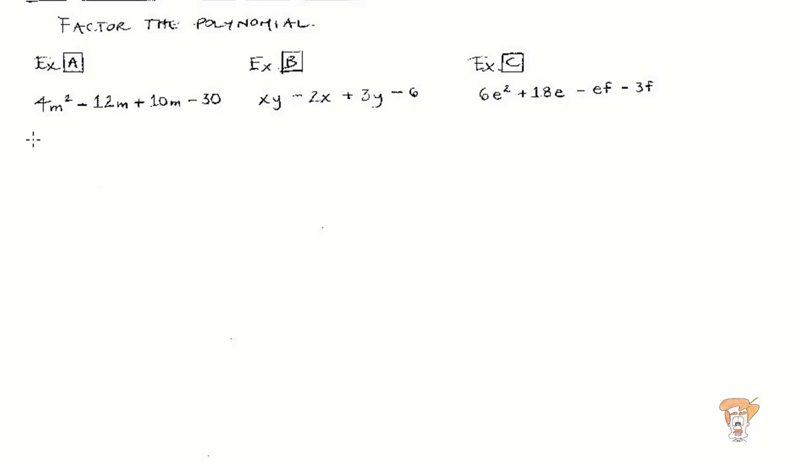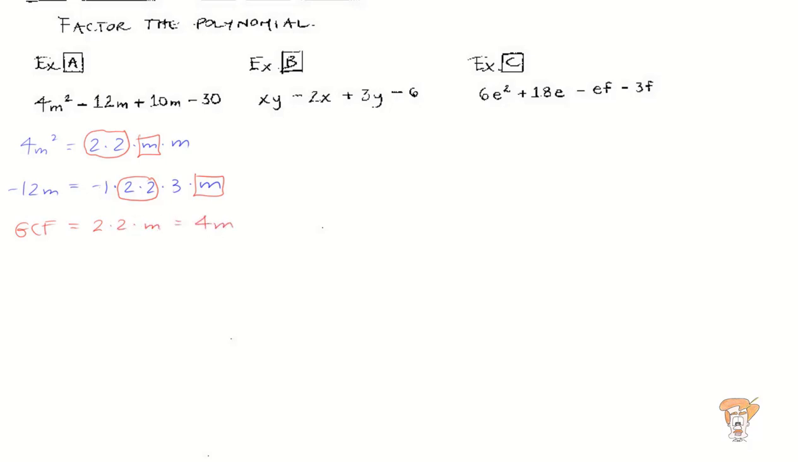The factors of 4m squared are 2 times 2 times m times m. The factors of minus 12m are minus 1 times 2 times 2 times 3 times m. Now we can identify the common factors. It appears we have a pair of 2's in common, and we also have one of the m's in common. Therefore, the greatest common factor between those two monomials is 2 times 2 times m, or 4m.